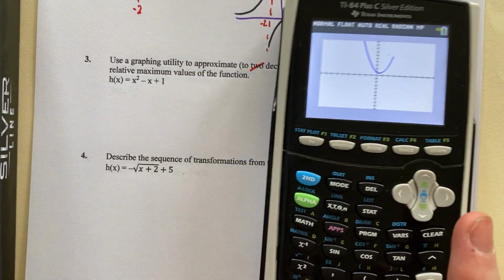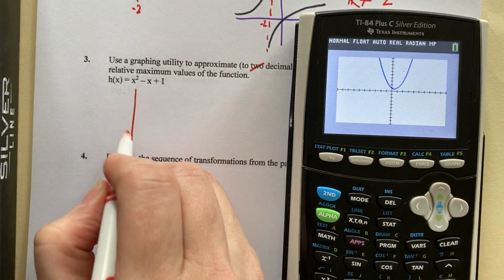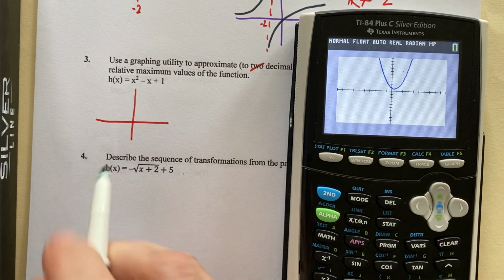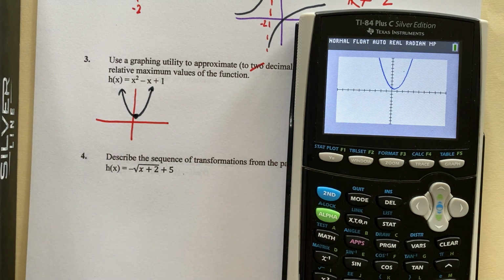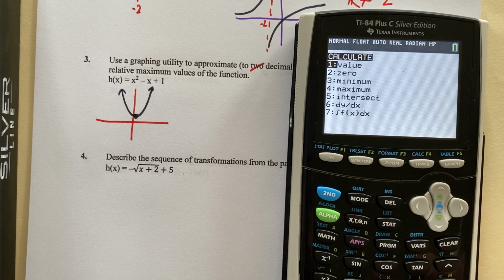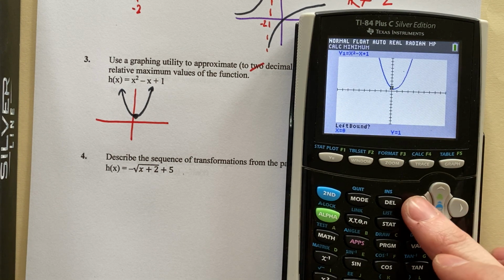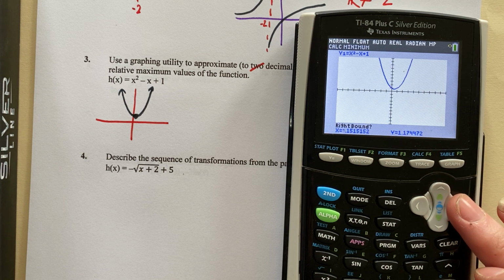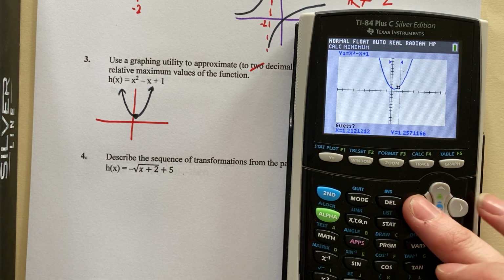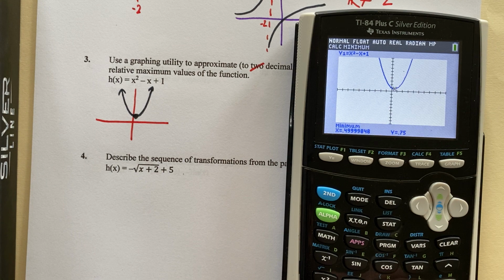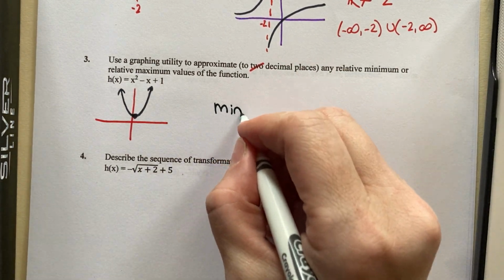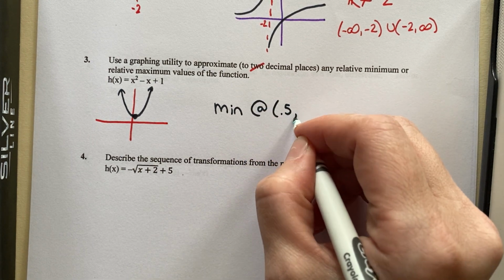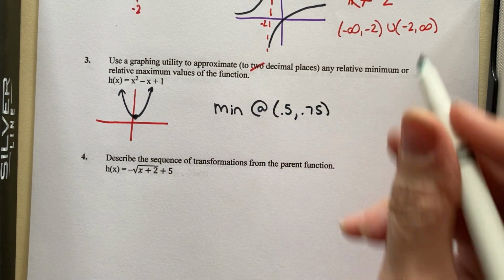And this is a parabola, which would have a minimum. So I'm going to calculate the minimum on my calculator. I'm going to go second trace. Number 3 is a minimum. We're going to go left, right, take a guess. So that's 0.5, 0.75. I'm going to label that min at 0.5, 0.75.